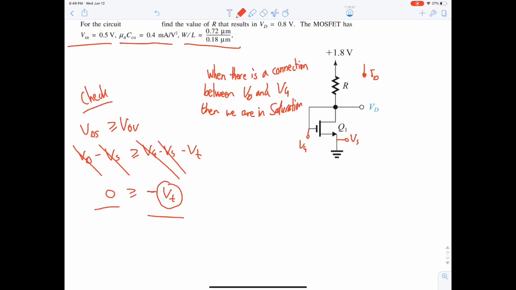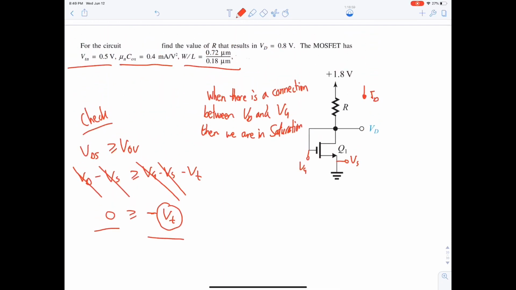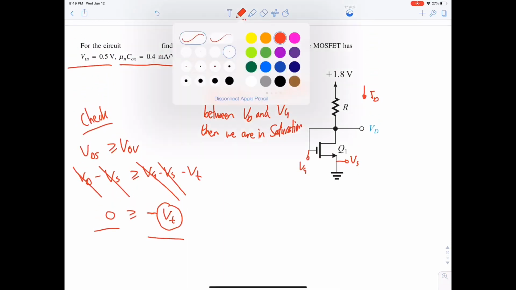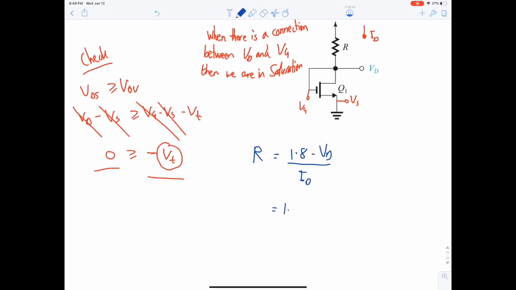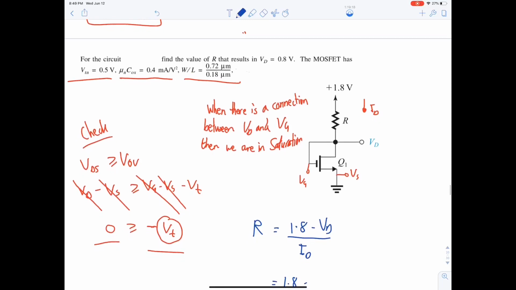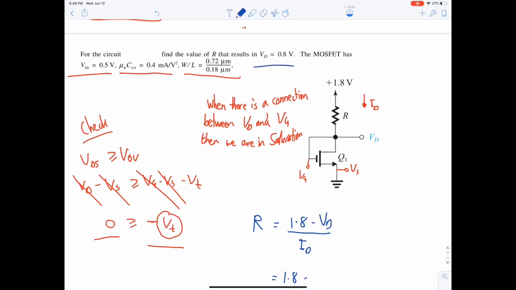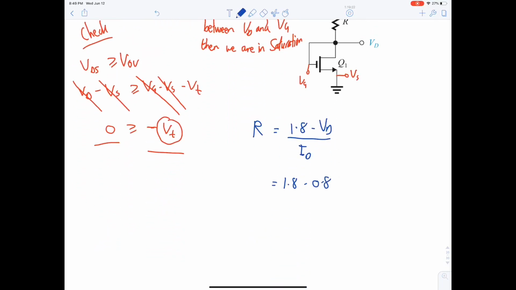Now, how do we solve this question? We need to find R. I told you whenever you see the requirement R, you will do Ohm's law. So it will be 1.8 minus VD over ID. Okay? 1.8 minus VD. What's VD? VD is 0.8, given in the question. And ID is unknown, but we can compute it.